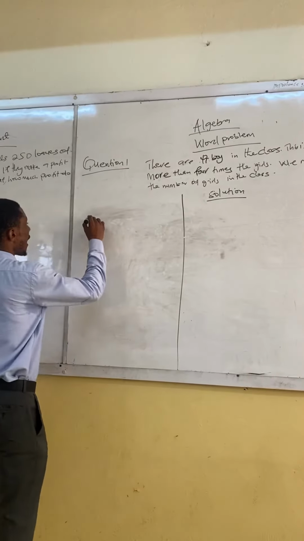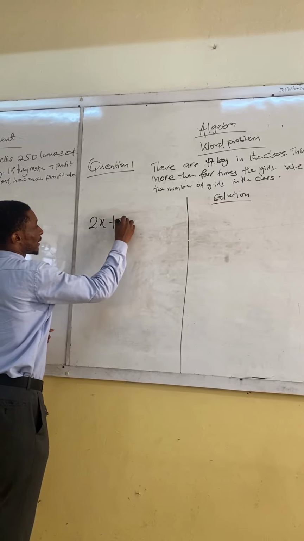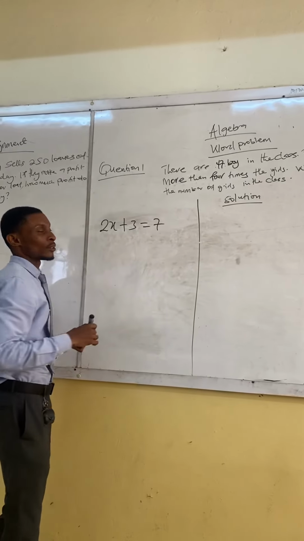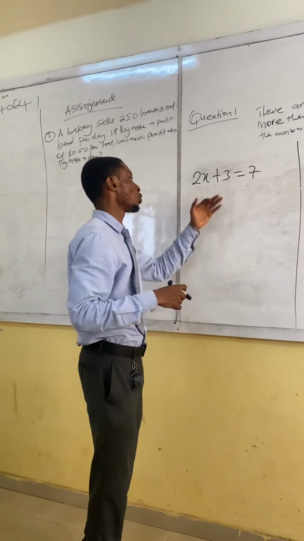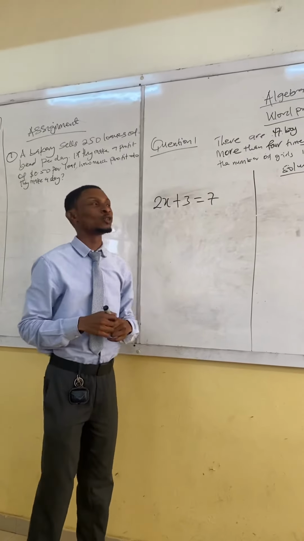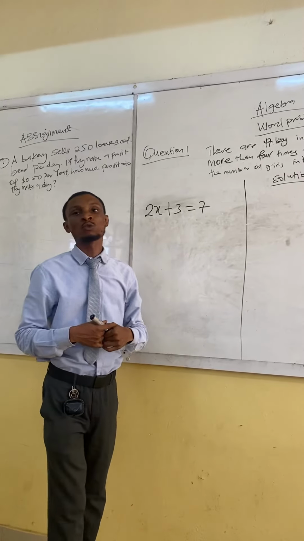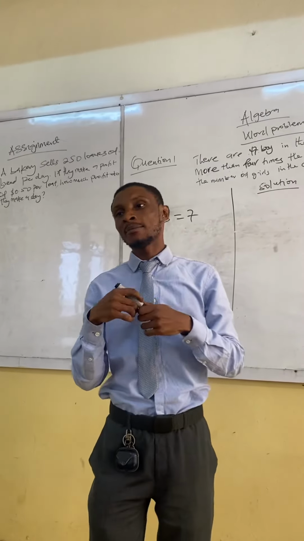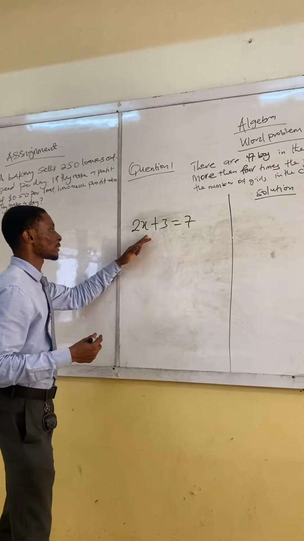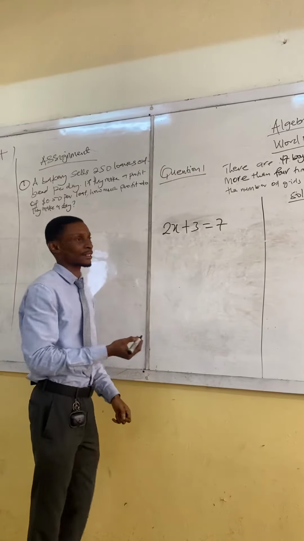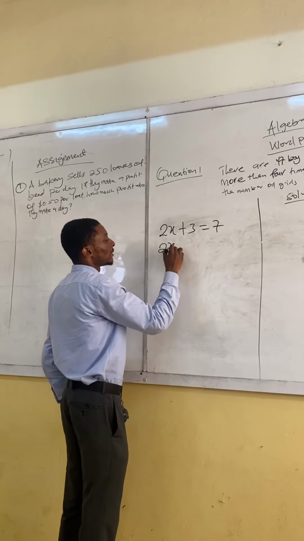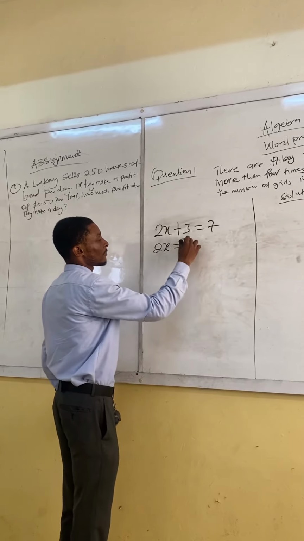So if you have 2x plus 3 is equal to 7, what are you going to do now? Francis, yes, we are going to solve for what? For x. So before we solve for x, we have to group what? Like terms. So for now we have 2x plus 3 is equal to 7. So you isolate what? X. So we have 2x is equal to 7.